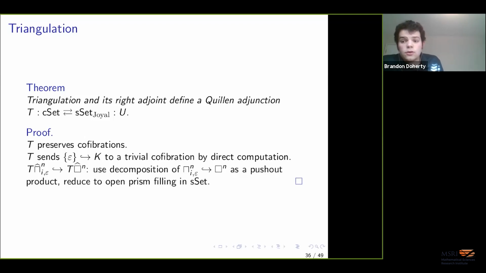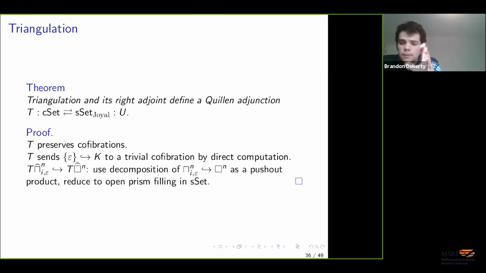And then we want to show that triangulation sends the inner open box inclusions to trivial cofibrations. And that is a little bit more involved, but once again, we take the open box inclusion, and we can decompose that into a push-out product of boundary inclusions and an endpoint inclusion. So triangulation will send that to a push-out product of a monomorphism with an endpoint inclusion.